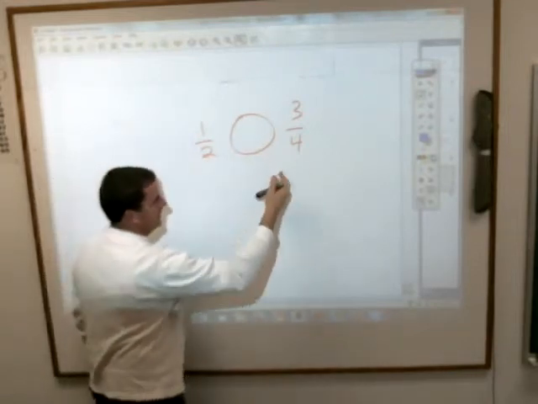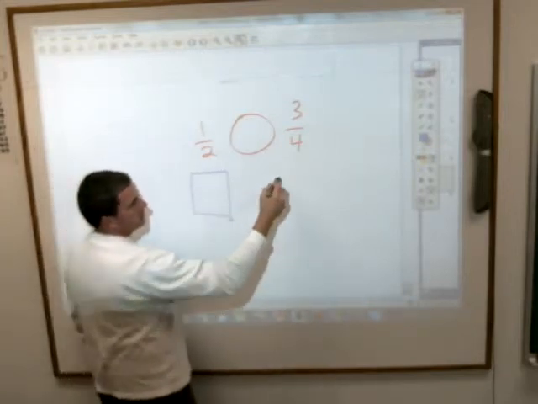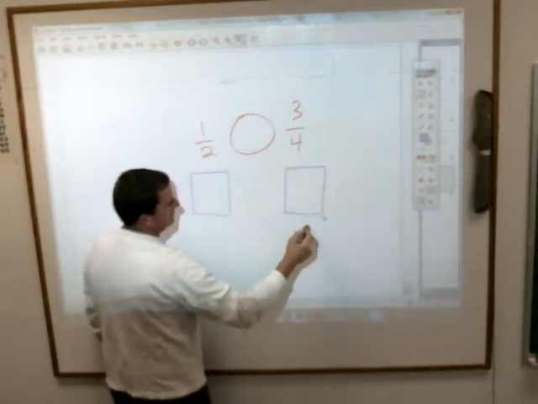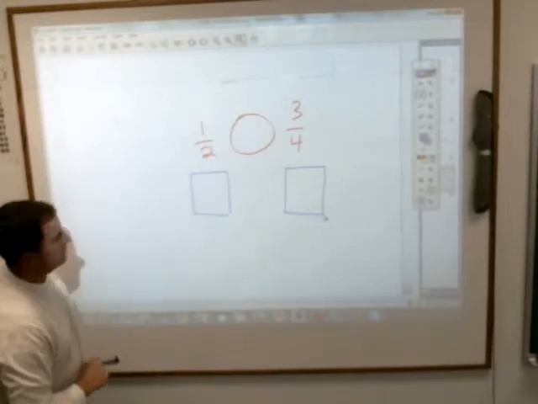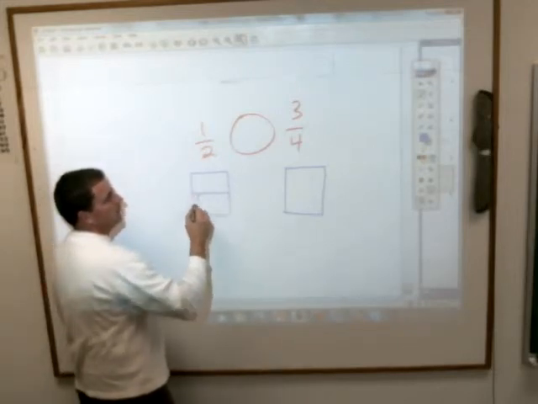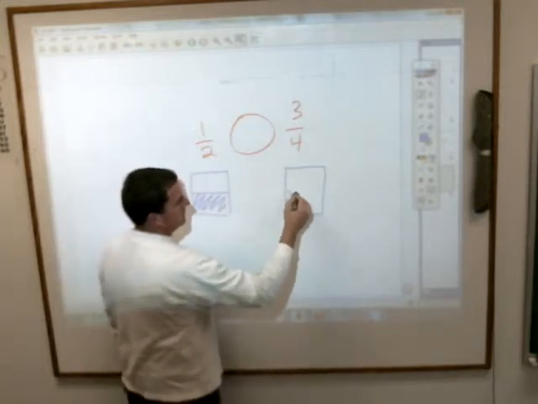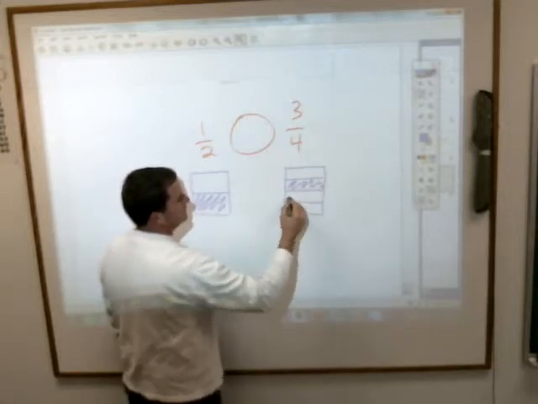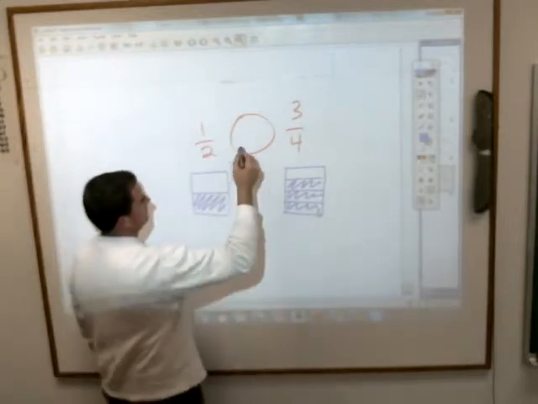If you want to compare 1/2 to 3/4, you draw yourself a box, and draw a second box that is as close as humanly possible in size. If you cut this in half, you have 1/2 of it. If you take this one and cut it into 4ths, again, the best way is to cut it in half and then cut each half in half. You have 3/4. Which one has more shaded? Madison?